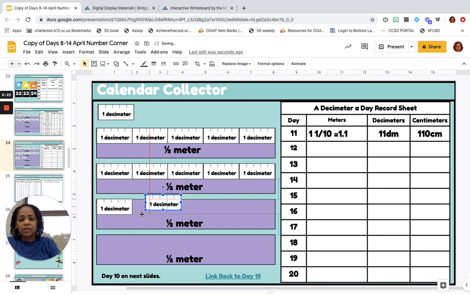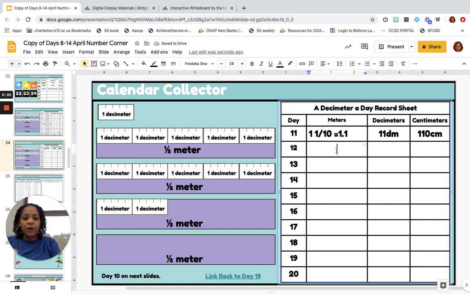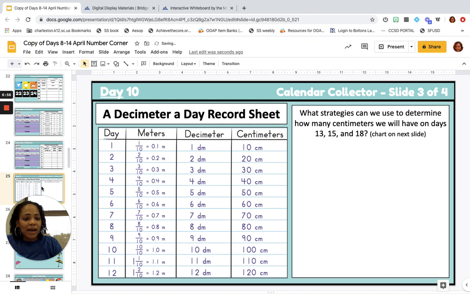Here's our 12th day. We were to have another day to collect for. That means we now have what? Good, 1 and 2/10, which I can write as a decimal 1 and, that's what that decimal says, 2/10, because the 2 is in the 10th place, which gives us 12 decimeters. And how many centimeters is that? Good, 120 centimeters.